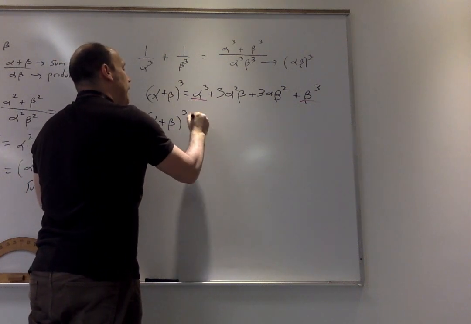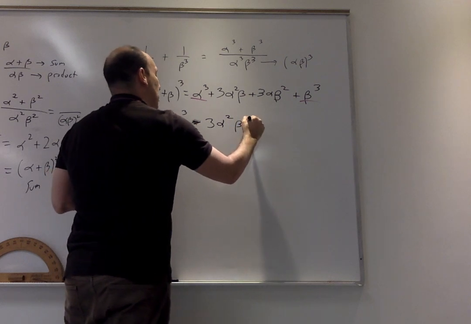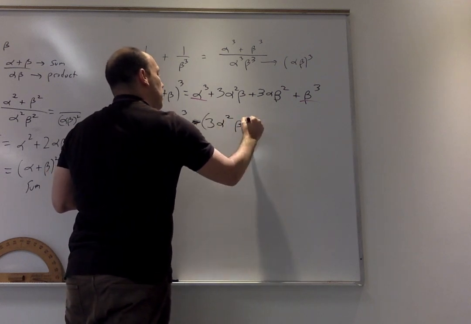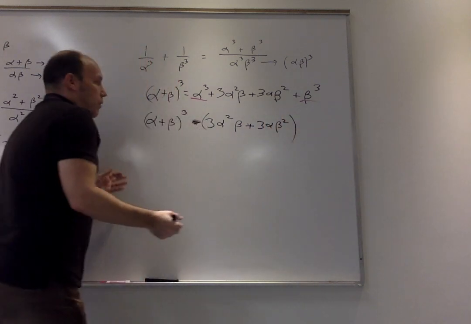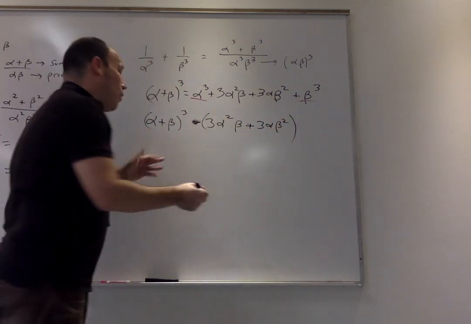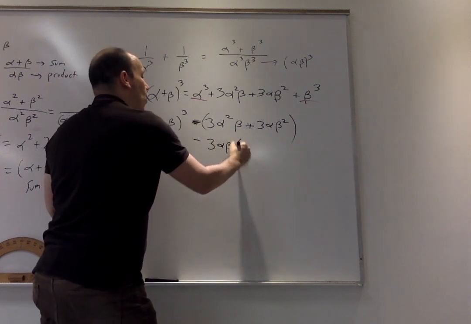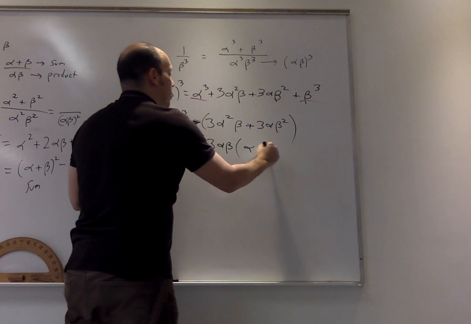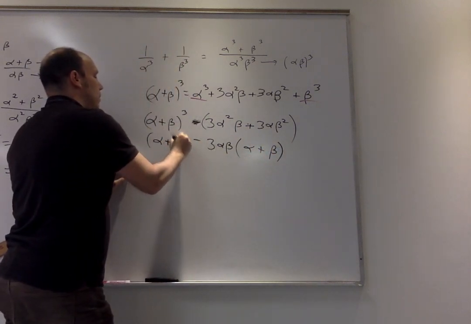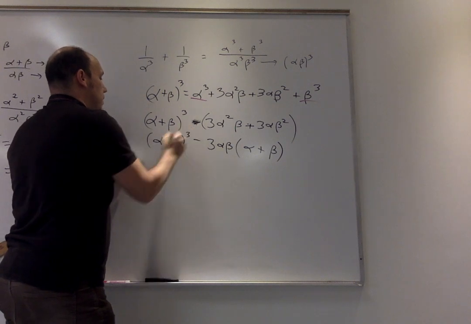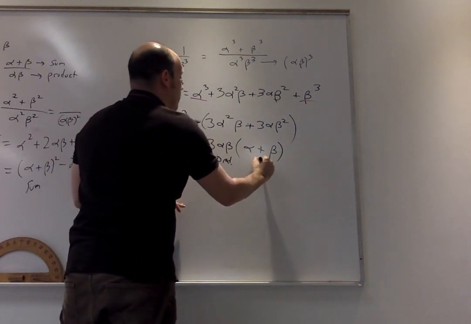minus 3 alpha squared beta minus 3 alpha beta squared. You're like, what am I going to do with this? Well, you know what? Let's factor out a 3 alpha beta. What are we left with? Alpha plus beta. This is cubed. This is the sum. This is the product. And this is the sum.